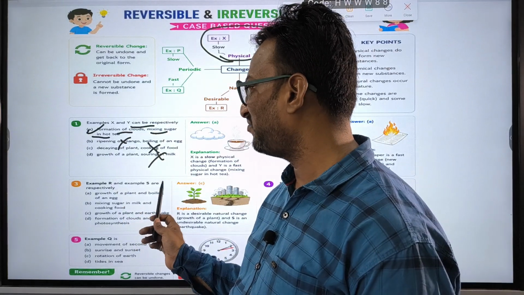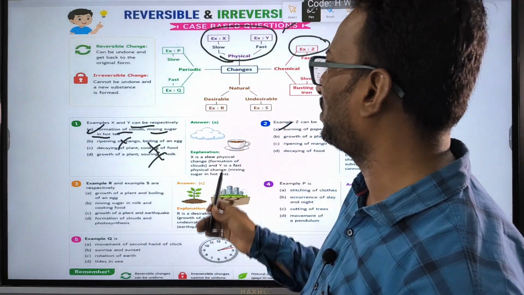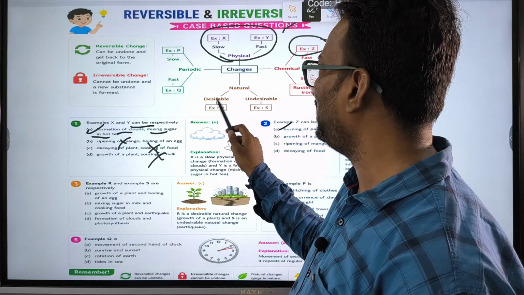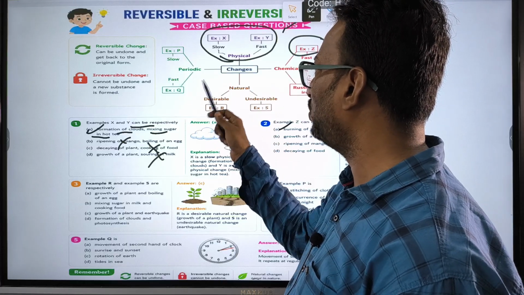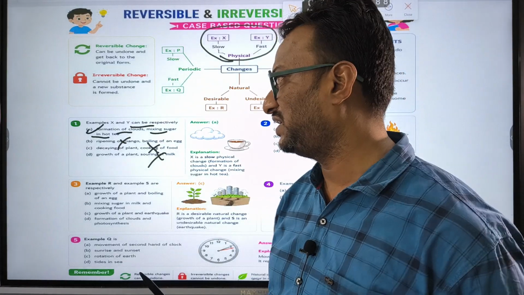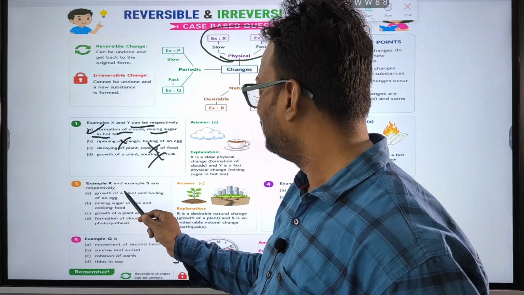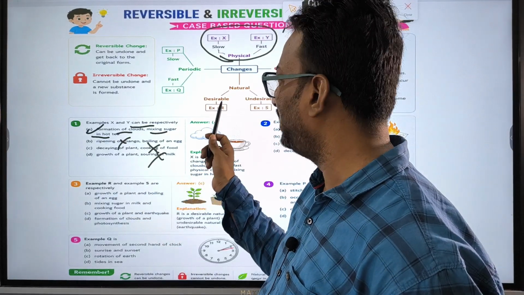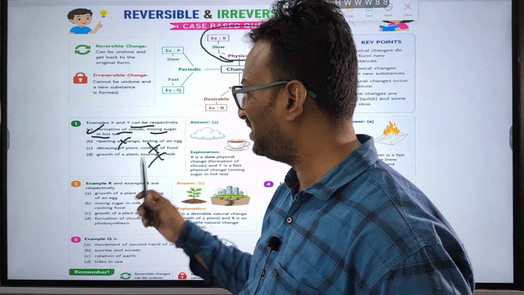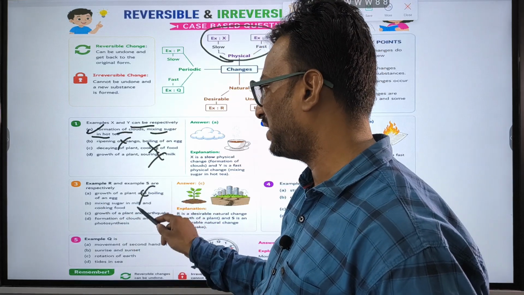Example R and example S are respectively. R and S, sorry. R and S. R is desirable, S is undesirable. They both should be natural changes. So growth of plant, R. So it is desirable. S, boiling of an egg is also desirable. So this is not the right option.